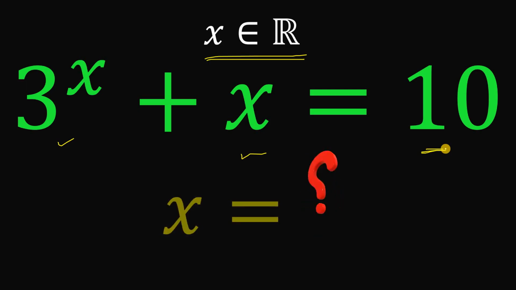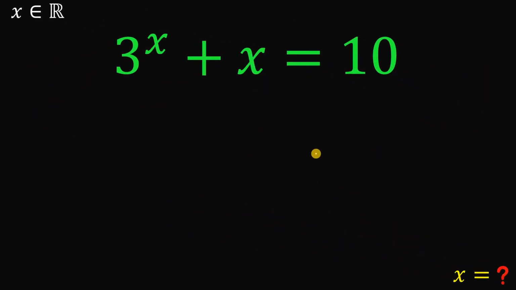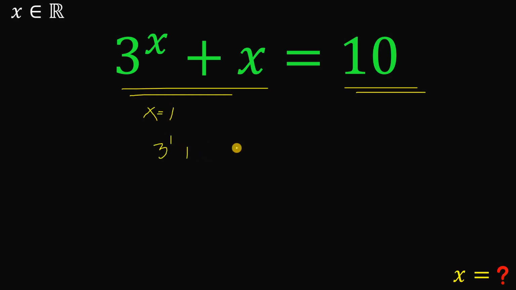Now suppose you pause this video. Now let's see if you got the correct answer. Alright, so first let's observe this equation. Now the left hand side is 3 raised to the power of x plus x, and the answer is 10. Now if x equals 1, so 3 raised to the power of 1 plus 1, this is just 4. So this is less than 10.